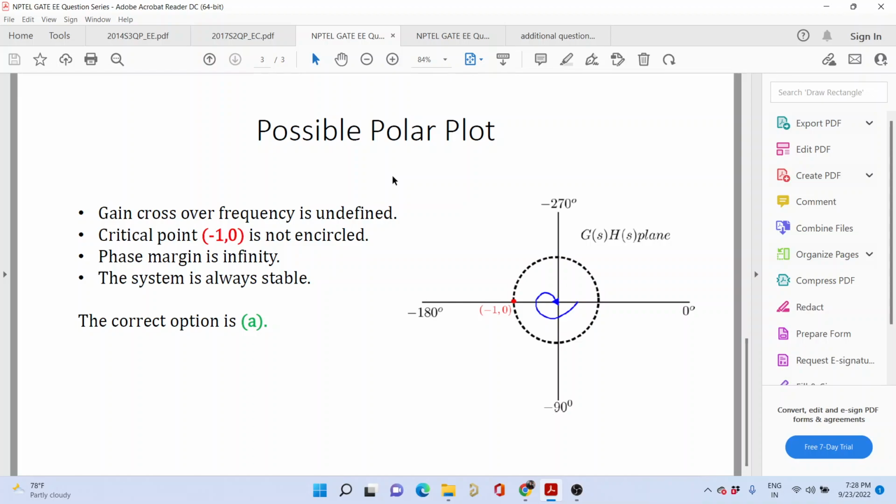Now, as I am saying, the plant that you have at hand, that is GS, is stable, so P is equal to 0, and the number of encirclements N is equal to 0. That means Z is equal to 0. If Z is equal to 0, that means the number of closed loop poles on the right hand side of the plane is equal to 0. So Z and P are the number of closed loop poles and open loop poles respectively on the right hand side of the plane. This you have to keep in mind.